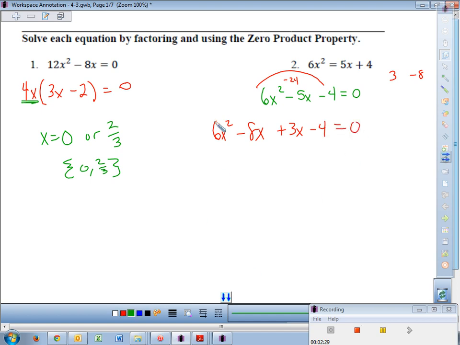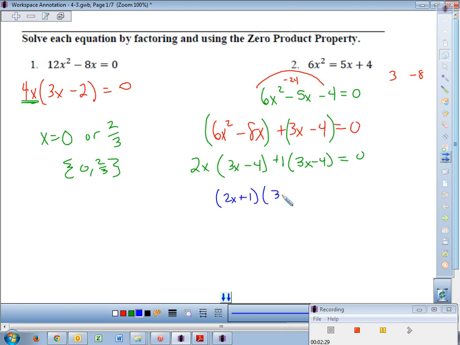Cool. Then double group. You can pull a 2x out of this and get a 3x minus 4. I can pull 1 out of that because there is no GCF, but you got to pull 1 out. So I'll pull a 1 out and I get a 3x minus 4. Good things happen because I got the same thing twice. Now I will regroup: a 2x plus 1 times a 3x minus 4. And now I use the zero product property. What value of x would make that be 0 if x was opposite of this guy over that guy, correct? Or 4/3.